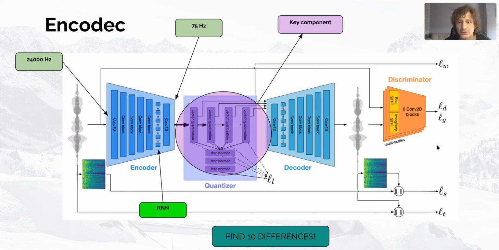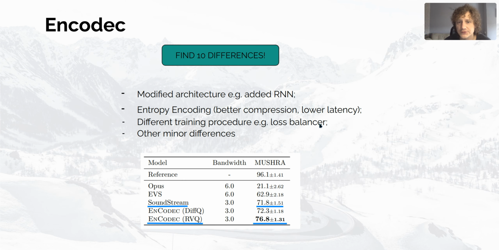So there are quite many losses, and each loss has its own scalar value in front of it. What they did with this loss balancer is they dynamically modify these scalar values in front of each loss based on some heuristic. That's it, and other minor differences.